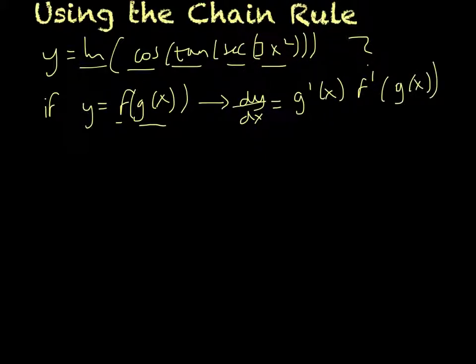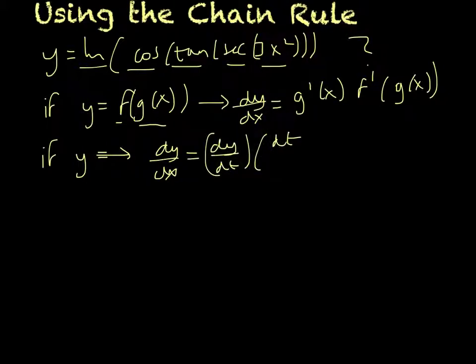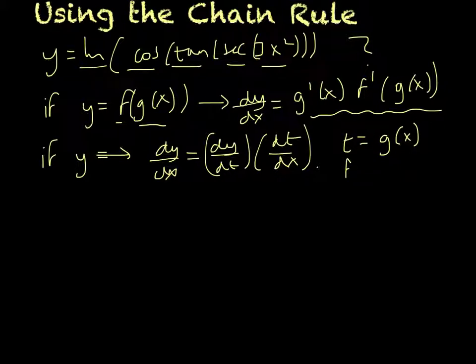Or if you prefer, and lots of people do, if we have y, then we're going to say that dy by dx is the same as dy by dt times by dt over dx, which is exactly the same thing as this actually. Because remember when we proved it, if you watch that video, that in that case we let t be g of x and we let f of t then be our y value.